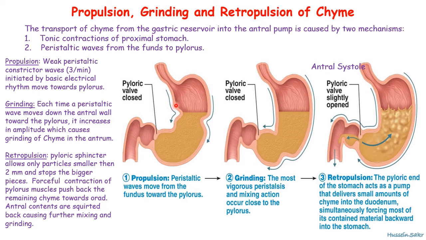So we have a constrictor wave starting from the body at a rate of 3 per minute, and this is going to increase in intensity to produce the grinding, and once the chyme reaches the pylorus, there is a retropulsion to bring the contents back to the stomach in order to produce mixing of the gastric contents and softening of the gastric contents.